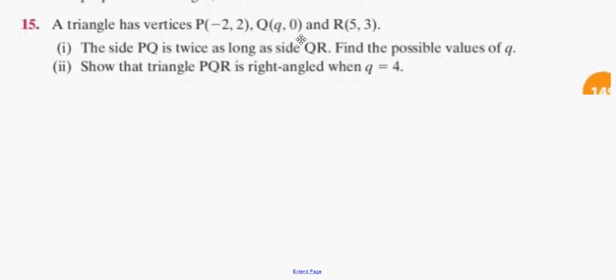A triangle has vertices P(-2, 2), Q(q, 0), and R(5, 3). The side PQ is twice as long as side QR. Find the possible values of q. It's a length question, isn't it? So we're going to need the length formula.